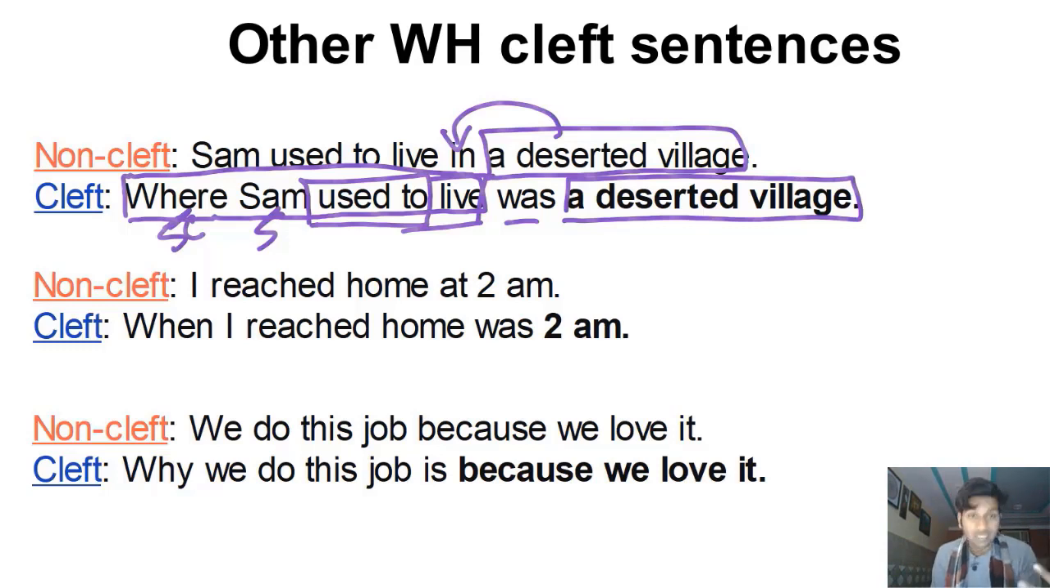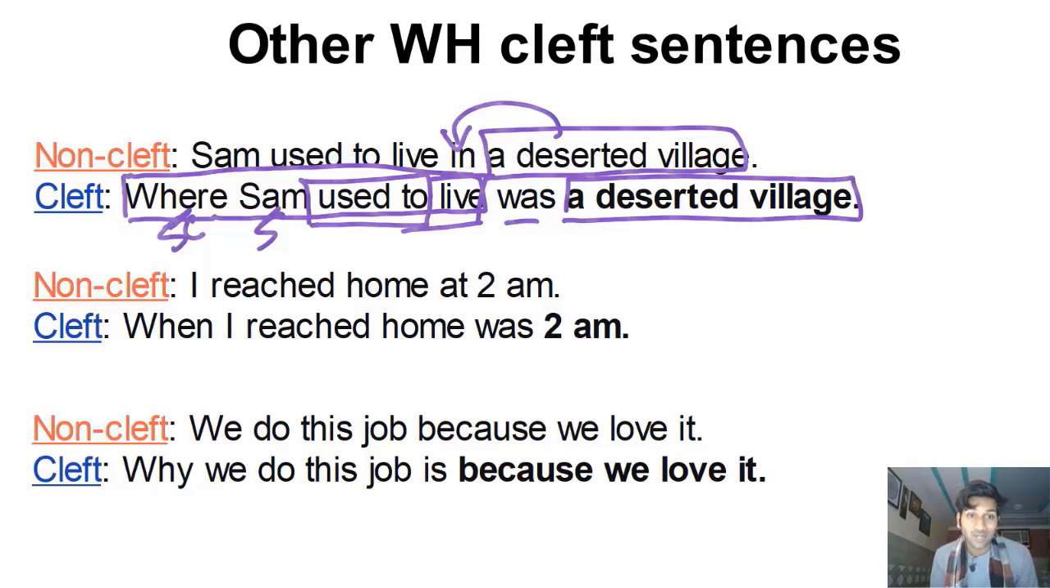Second example, I reached home at 2 a.m. and the timing of the action, the time when I reached, is important to me. Let's suppose I want to focus on this. Let's suppose you were assuming that I would be home at around 11 p.m. and I reached at around 2 a.m. So I want to focus on the time. You know that I reached home, but you don't know the time of the action, right? You don't know the time when it happened. So I'll focus on that.